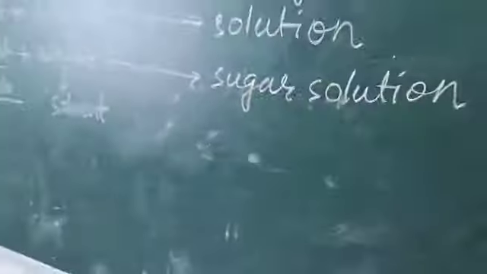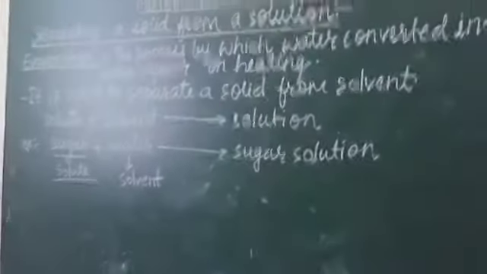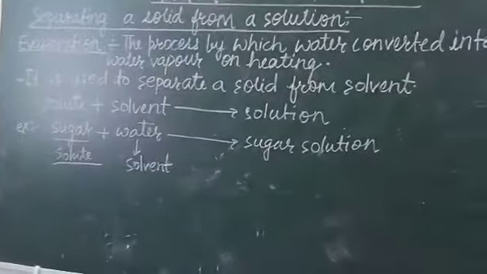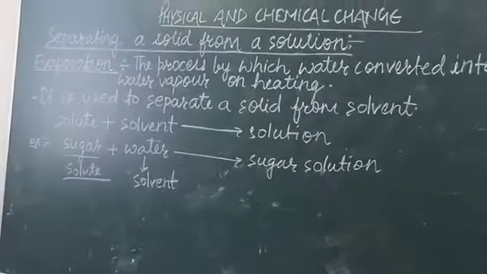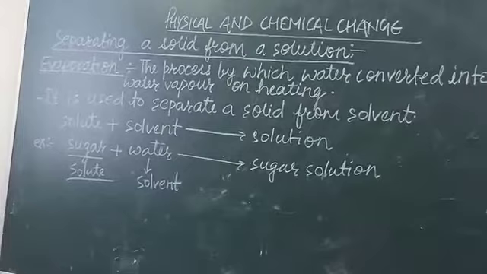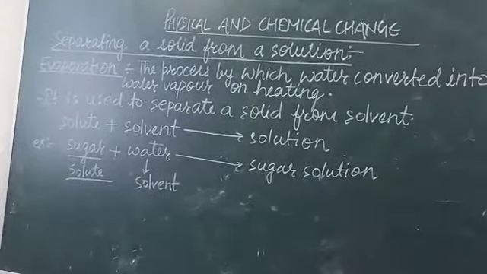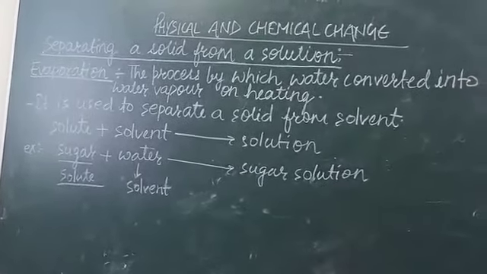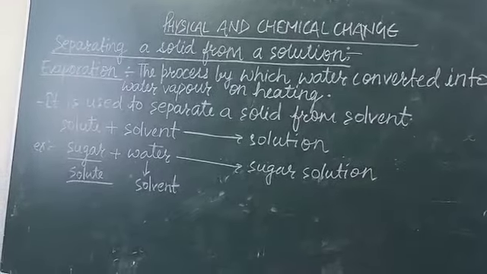And how can we separate it? First of all, we have to heat the solution. We have to heat the sugar solution or salt solution. Then we get sugar particles or salt particles after the heating of the solution.